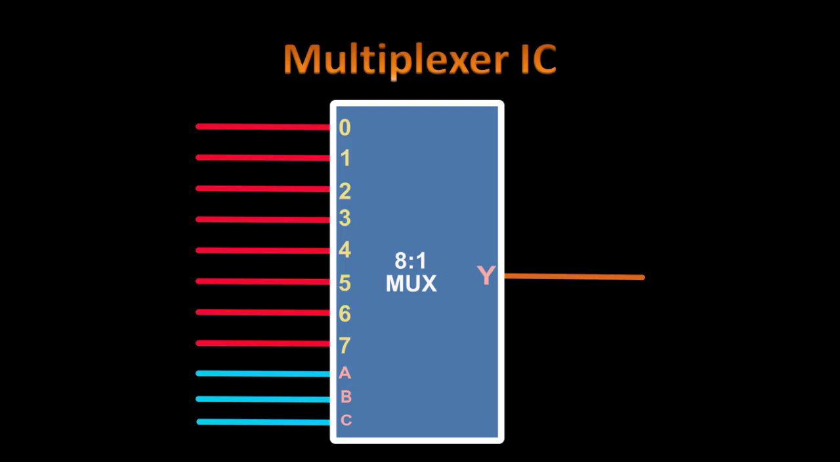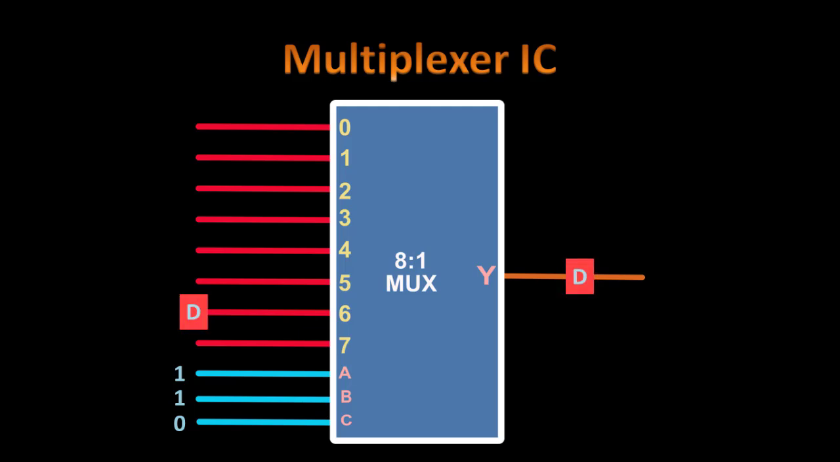Now suppose the select is 1 0 0, so 1 0 0 is 4, so input 4 is selected to become the output. Whatever input we are having at 4 will appear at the output, because only one input can be selected out of 8. Now suppose we make it 1 1 0, so 1 1 0 is 6, so this input is selected. Whatever input we are having at 6, we get at the output end.